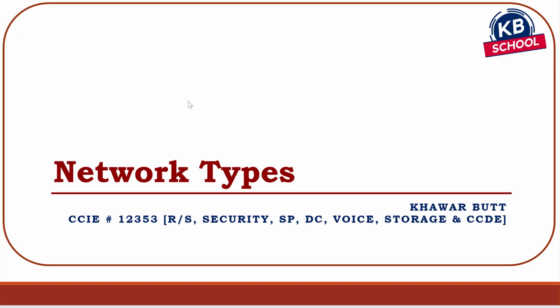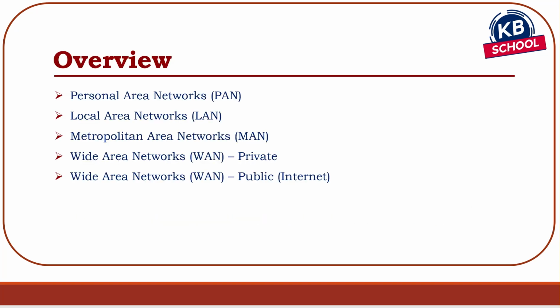In this particular video, we're going to be taking a look at network types, the different types of networks that exist, classifying them based on where they're working. By the end of this video, you should be able to look at a network and classify it as either a personal area network, a local area network, a metropolitan area network, or one of the two different types of WANs, wide area networks: private as well as public.